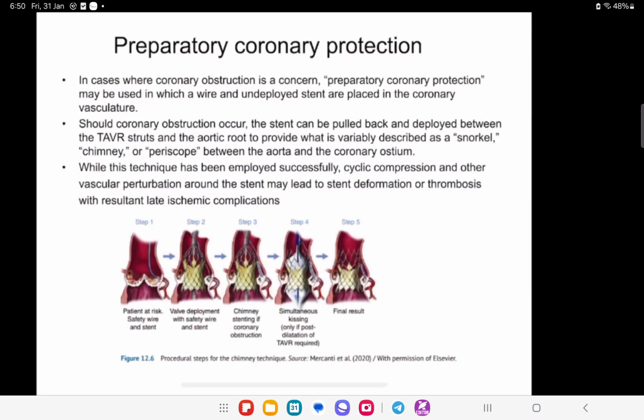Preparatory coronary protection. In cases where coronary obstruction is a concern, preparatory coronary protection may be used, in which a wire and an undeployed stent are placed in the coronary vasculature. Should coronary obstruction occur, the stent can be pulled back and deployed between the TAVR struts and the aortic root to provide what is variably described as a snorkel, chimney, or periscope between the aorta and the ostium. While this technique has been employed successfully, the cyclic compressions and other vascular perturbations around the stent may lead to stent deformation or thrombosis with resultant late ischemic complications.